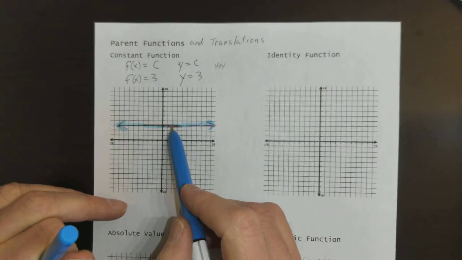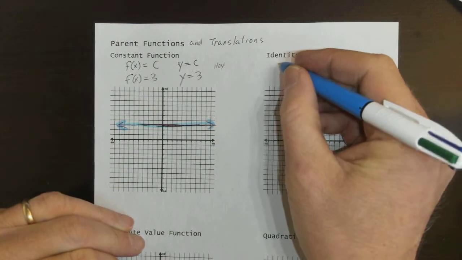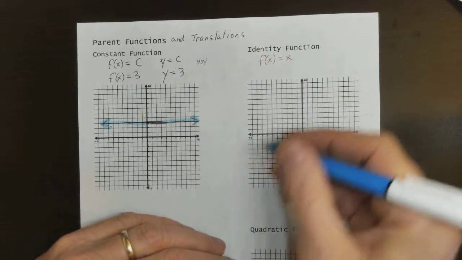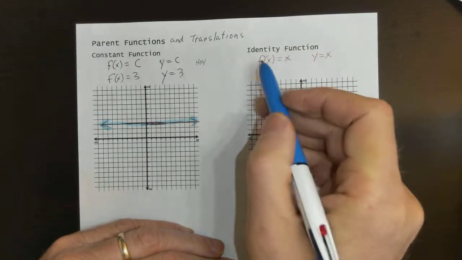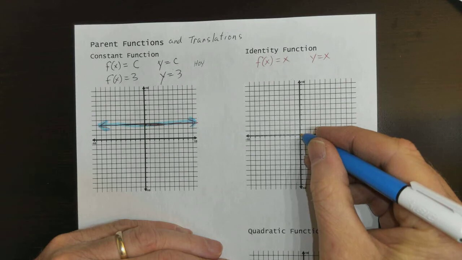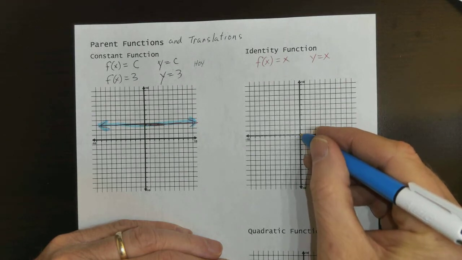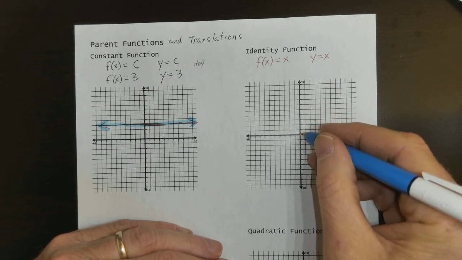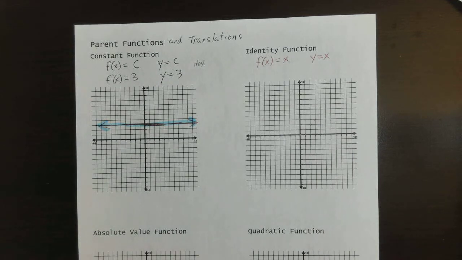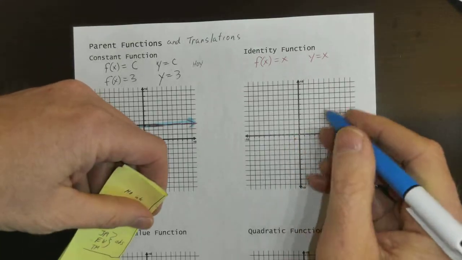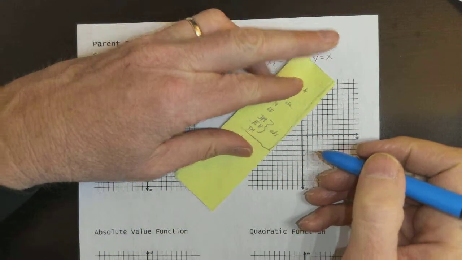This is a specific constant function. Now the general identity function is f of x equals x, or y equals x is the equation. Here are the equations for the identity function. Zero, zero is a point where the y coordinate and the x coordinate are the same: 0, 0, 1, 1, 2, 2, 3, 3. So it really just follows that diagonal right there. Negative 1, negative 1, negative 2, negative 2. It splits the first quadrant in half and the third quadrant in half.